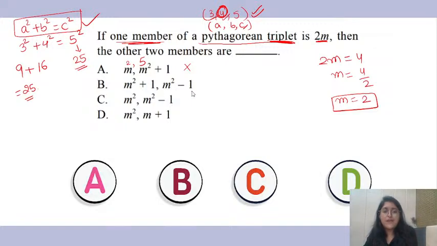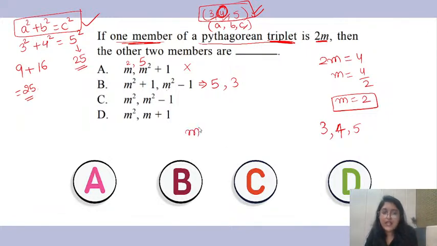Next, let me see m square plus 1 and m square minus 1. When we put m as 2, m square plus 1 is 4 plus 1, we get 5. And here we get 2 square, 4 minus 1, that is 3. So we got the triplet: 3, 4, and 5. All right. So we can see that we got this triplet as it is.